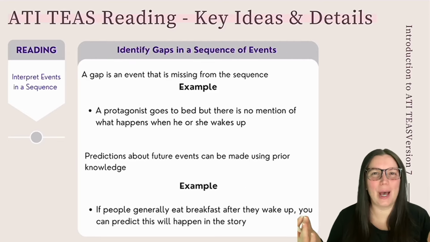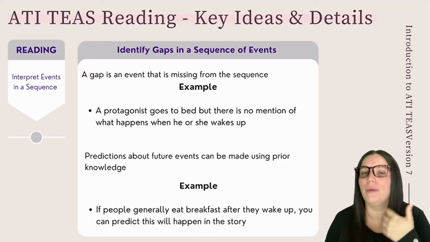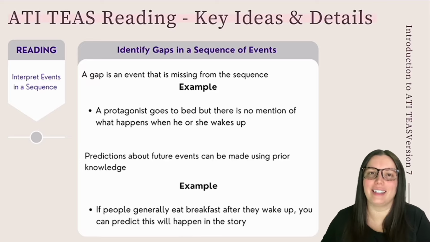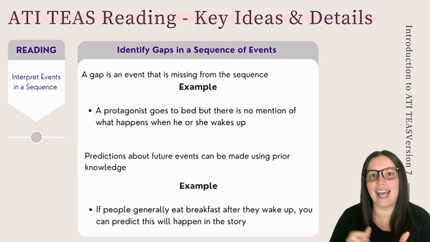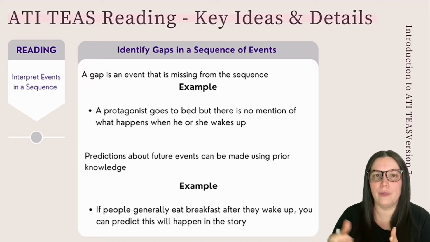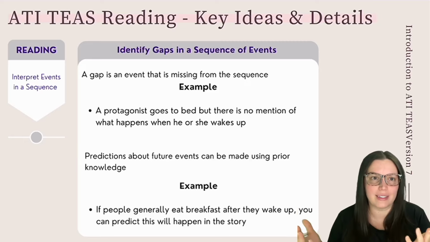And the last subtopic that we're going to talk about is identifying gaps in a sequence of events. There are many times when you come across a sequence of events that has a gap. A gap is an event that is missing from the sequence. So for example, if you're reading a story and the protagonist goes to bed, but there's no mention of what happened when he wakes up, there's a gap of that sequence of events.